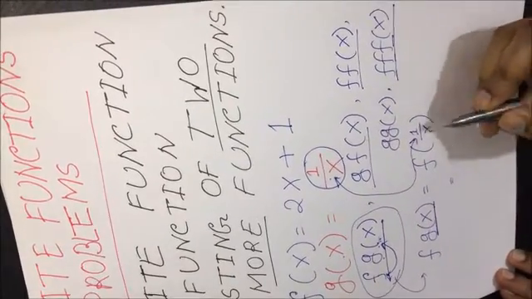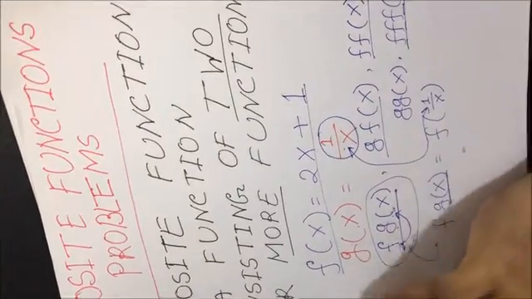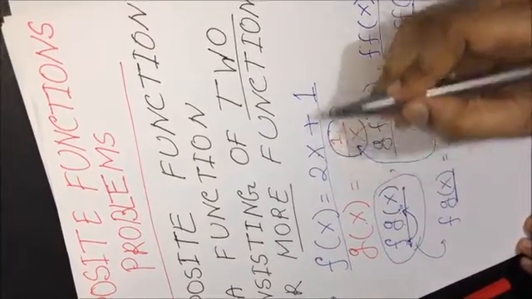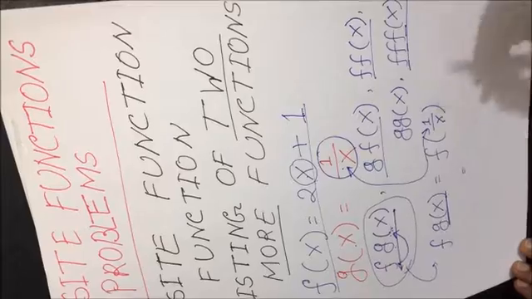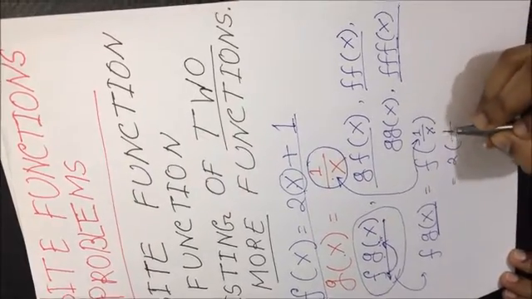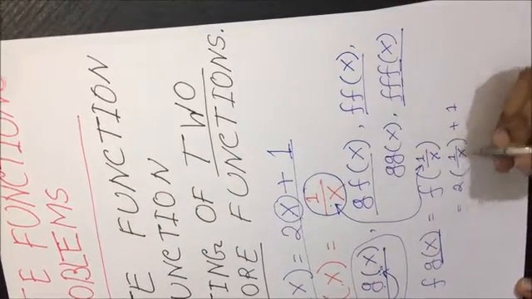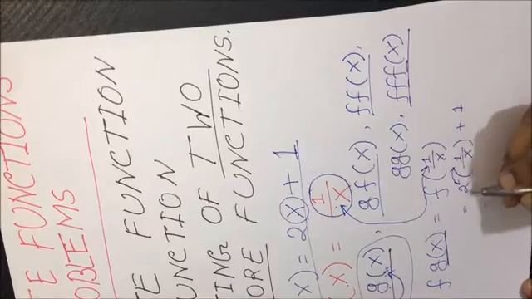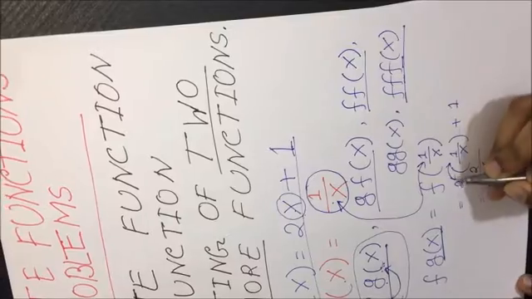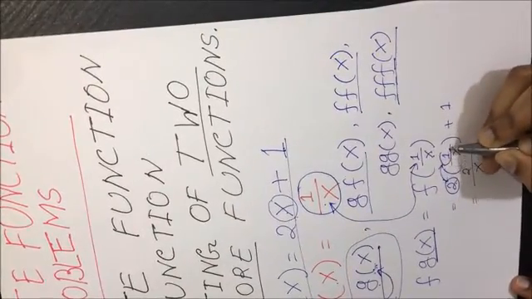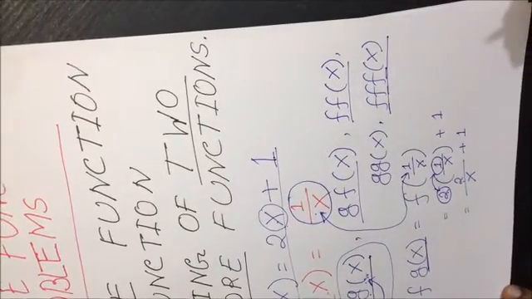Now, to find f of 1 over x, I use my f x function. What was my f x function? 2x plus 1. I'm going to replace this x by 1 over x. So I'm going to write 2 times 1 over x plus 1. If I multiply, I multiply the numerator, and the denominator will be the same. So it is x in the denominator, and the top 2 multiplied by 1 gives me 2. So 2 over x plus 1. That could be my answer.